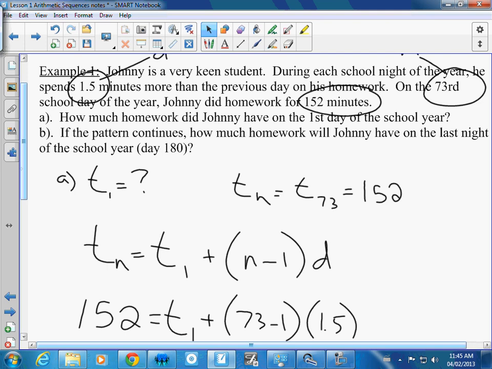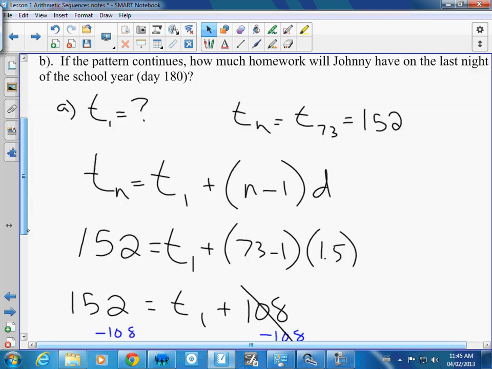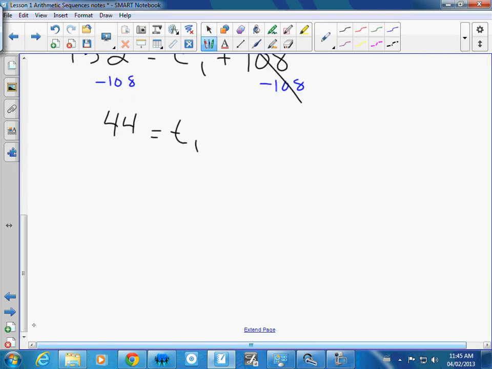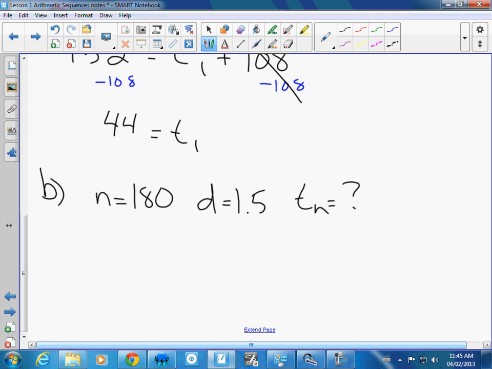Okay, so let's do the same thing again, but let's define our variables. You should always get in the habit of doing that. So this is part B. So we said n was how much? 180. What's d? We know this already. What's the common difference? How much more each day? 1.5. Now here's the difference. We don't know how much, we're looking for Tn, aren't we? We're trying to find out how much homework he does on that 180th day. That's what we're looking for.